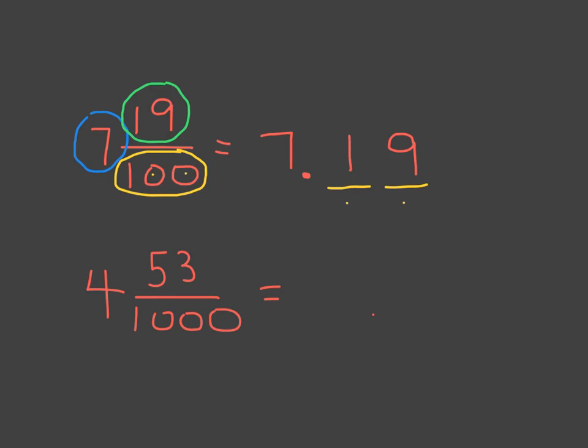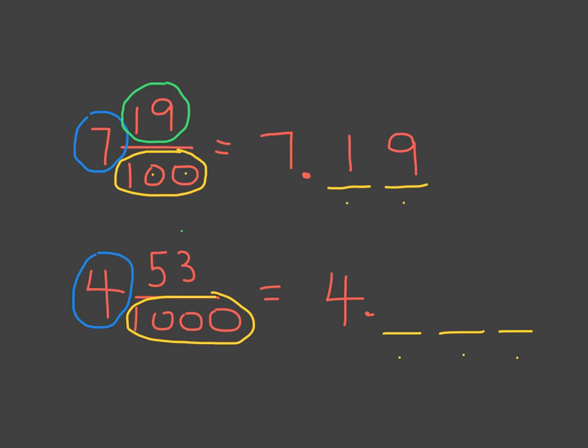We begin by drawing our decimal. Since 4 and 53 thousandths is a mixed number, we're going to take the whole number, the 4, and place it to the left of the decimal. As we look at the denominator, 1,000, we notice there are 3 zeros, which means we're going to have 3 digits to the right of the decimal, 1 in the tenths place, 1 in the hundredths place, and 1 in the thousandths place.